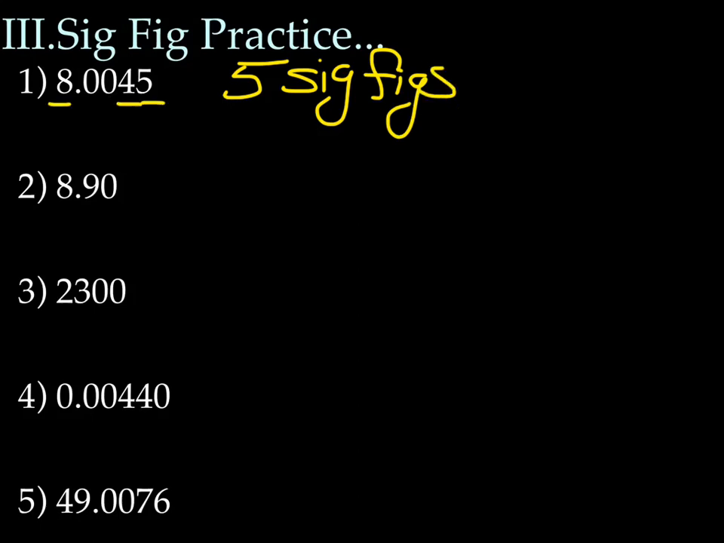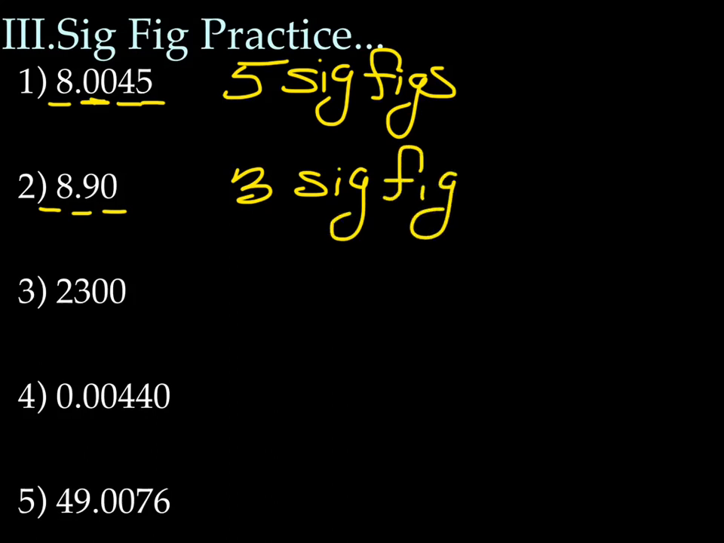All right, so for number 1, I calculate that there are 5 sig figs. The 8, the 4, and the 5 are all significant because they are non-zero digits. These 2 zeros are significant because they're between non-zero digits. Okay. For number 2, the 8, the 9, and the 0 are all significant, which gives us 3 sig figs. The 8 and 9 are significant because they are non-zero digits. The 0 is significant because it comes after a decimal, and there is a non-zero digit in front of it.